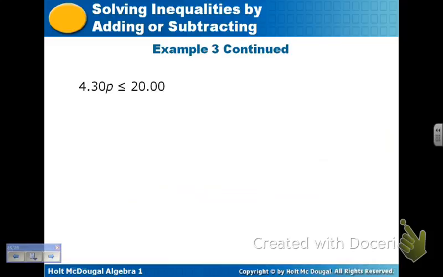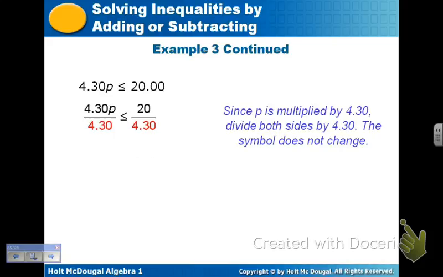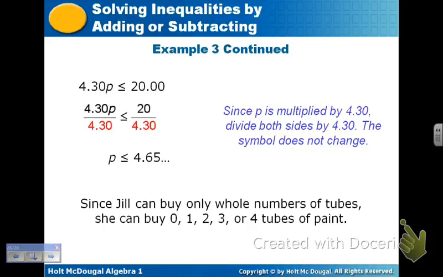And we're going to divide both sides by $4.30, and that's a positive number, so we don't reverse our inequality symbol at all. It does not change, just simply divide. And you have P is less than or equal to 4.65. So since Jill can buy only whole numbers of tubes, she can buy 0, 1, 2, 3, or 4 tubes of paint. 5 tubes would not work, because that would put her over the $20.